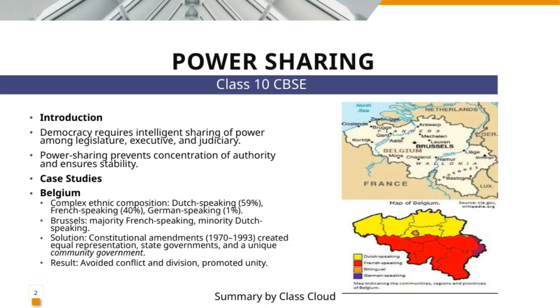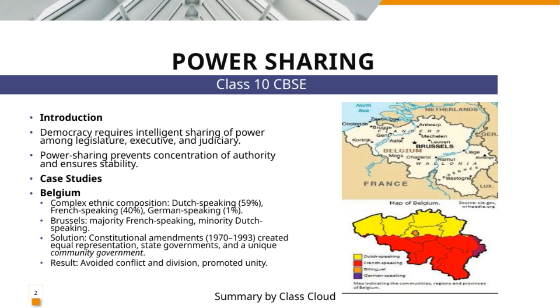Let's take a closer look at how democracy functions through the lens of power sharing. As you know, for democracy to work effectively, power must be shared intelligently among the legislature, the executive, and the judiciary. This distribution helps prevent any one group or branch from becoming too powerful, which in turn promotes stability within the country. Now, to understand how this works in practice, let's consider the example of Belgium.